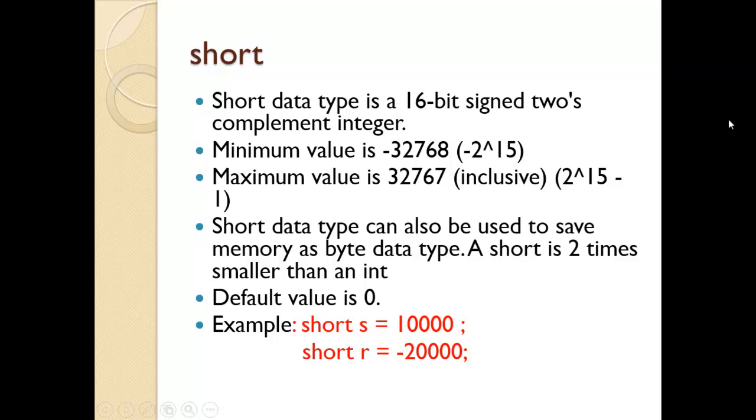The short data type is a 16-bit signed two's complement integer. The minimum value is minus 32768 and the maximum value is 32767. Short data types can also be used to save memory, like the byte data type. A short is 2 times smaller than an integer. The default value is 0. An example is short s equals some value.